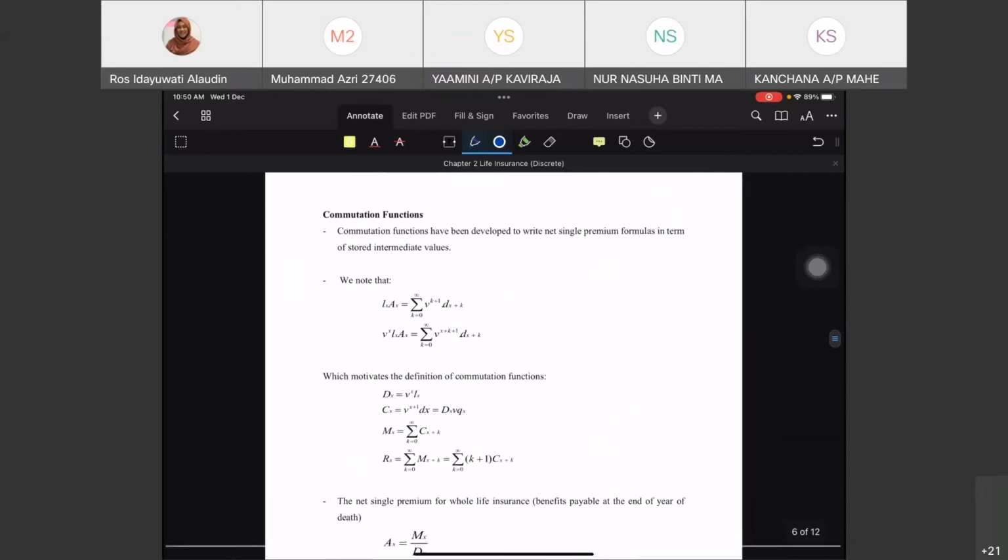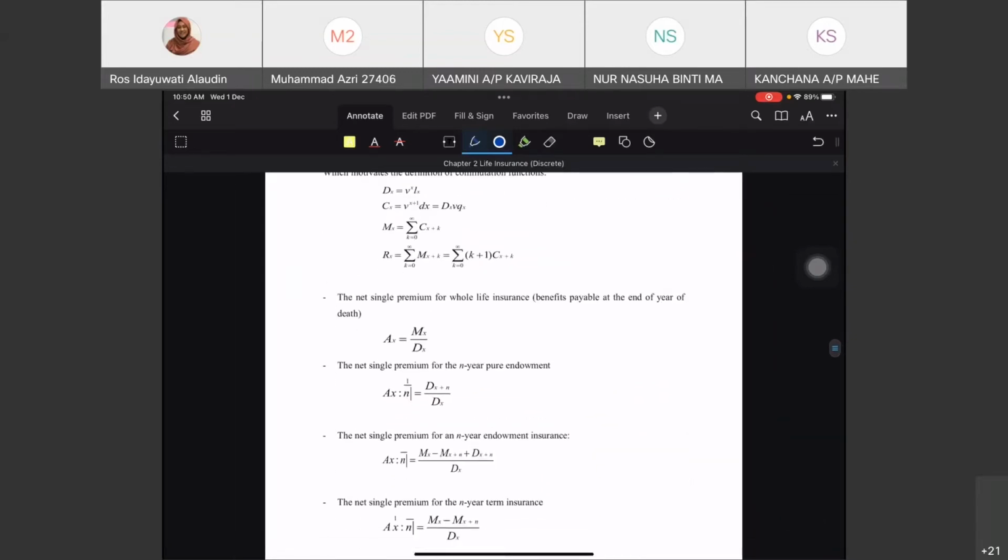Function. Actually, I already covered the commutation function. So for the commutation function, you have to know this is for whole life, Mx over Dx, and this is for pure endowment. Pure endowment is Dx plus n over Dx.